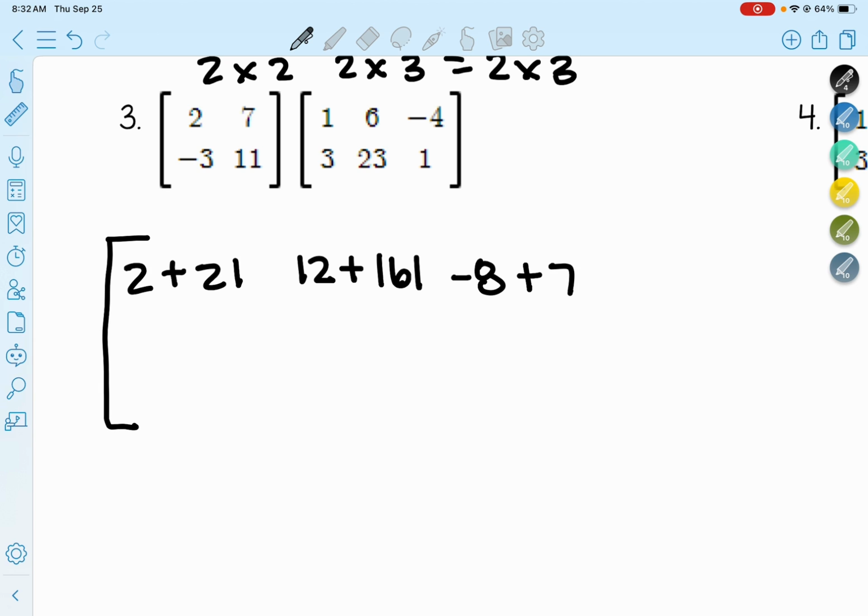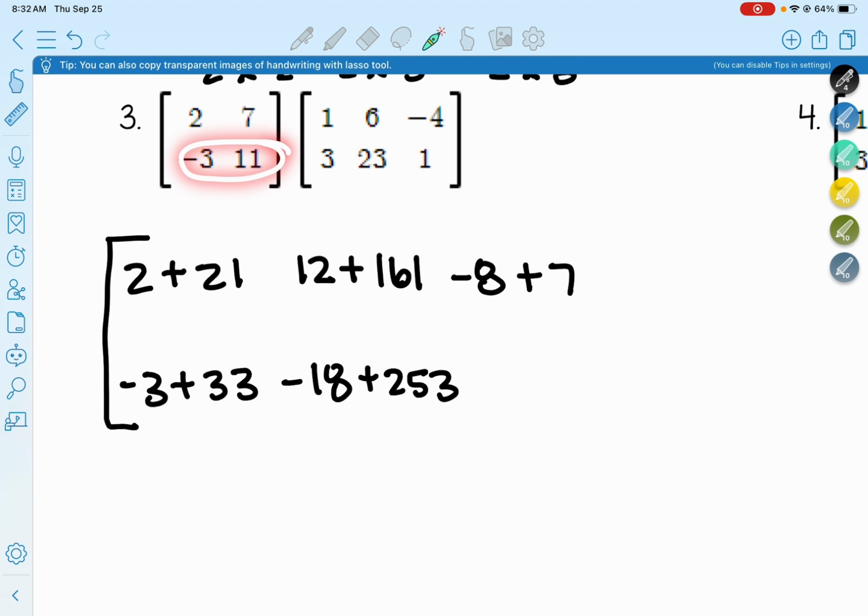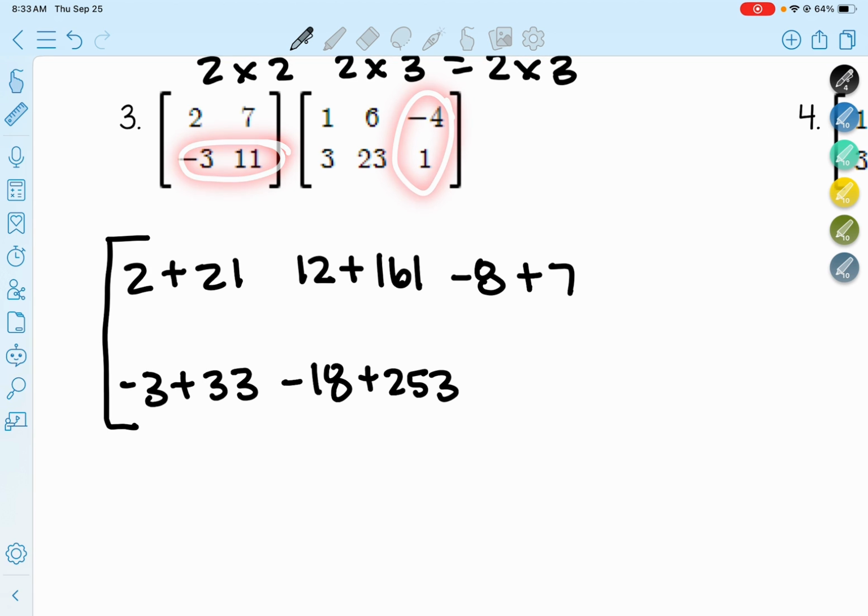Then we're going on to the bottom row with these columns. So I go bottom row times first column. So negative 3 times 1 is negative 3, plus 11 times 3, which is 33. Then I go bottom row, middle column. Negative 3 times 6 is negative 18, plus 11 times 23, which is 253. Then for this last one, I go bottom row, last column, so negative 3 times negative 4 is 12, 11 times 1, which is 11.